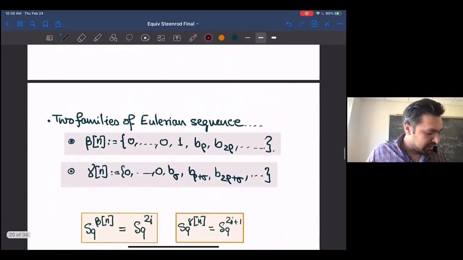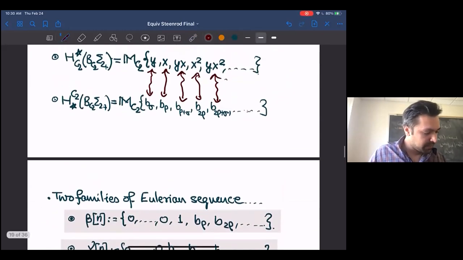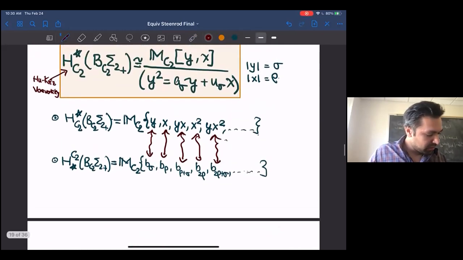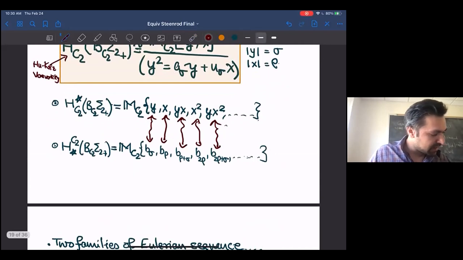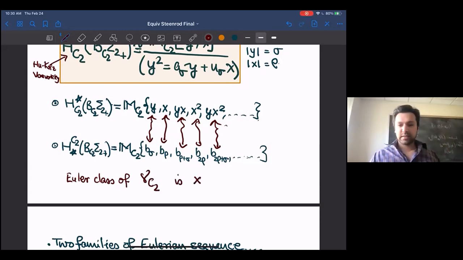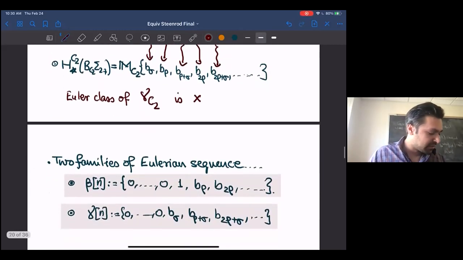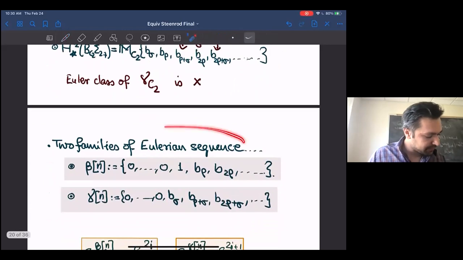So then you get two families of Eulerian sequence. I should also mention that in this case, the Euler class of gamma C2 is X. Okay, so just by this definition, you get two families of Eulerian sequence.